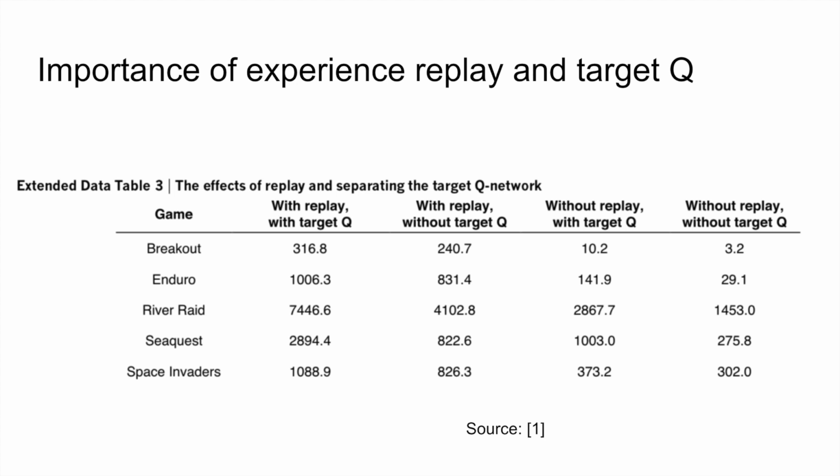So now let's look at some ablation studies. The first is the importance of experience replay and the separate target Q network. In this, the first column includes both of these tricks. The second column includes just the replay buffer, but no target Q network. The third column includes just the target Q network, but no experience replay. And finally, the fourth is simply the vanilla deep Q learning without any of these. You can see that even if you remove any one of these components, the performance drastically drops across all the games.